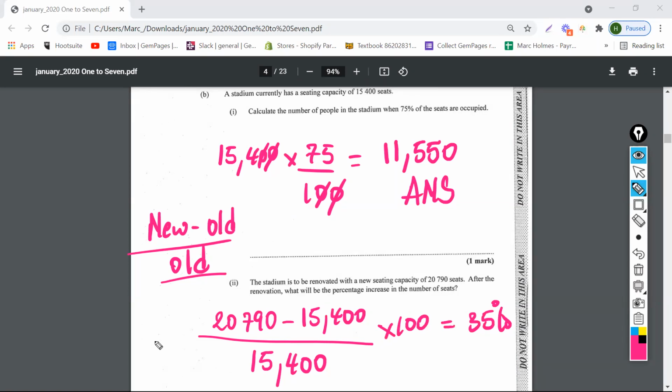20790 minus 15400. Yeah, 5,390. That's how much you're supposed to get. 5,390 over 15400 times 100, and you should get 35%. Cool. 35% or 0.35. Cool.